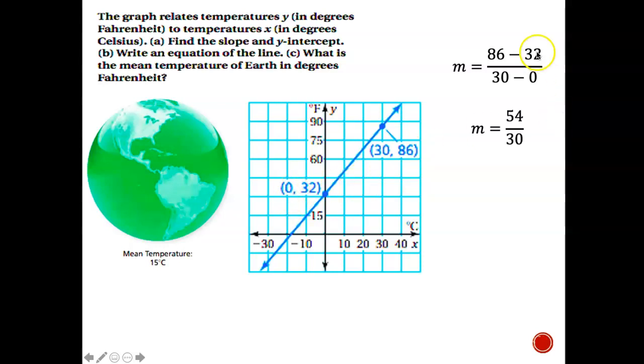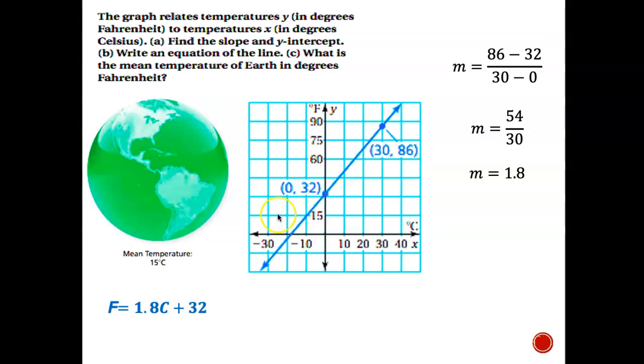Now 86 minus 32 is 54, divided by 30 minus 0, which is 30. I used a calculator and I got 1.8. So now we know that the slope is 1.8. Now, do we know what the y-intercept is? Yes, we do. The y-intercept is the point that touches the y-axis, so the y-intercept is at 32. We now know our slope and the y-intercept.